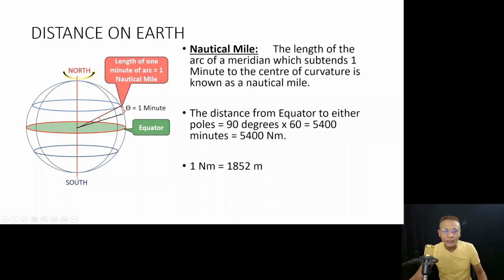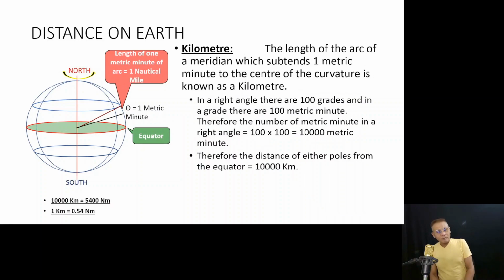So there are 90 degrees from the equator to the North Pole. 1 degree has got 60 minutes. So therefore 90 into 60 is 5,400 nautical miles. So the average distance from the equator to either pole, that is either to the North Pole or to the South Pole, will be equal to 5,400 nautical miles. And 1 nautical mile, in terms of meters, is considered in aviation as 1852 meters.